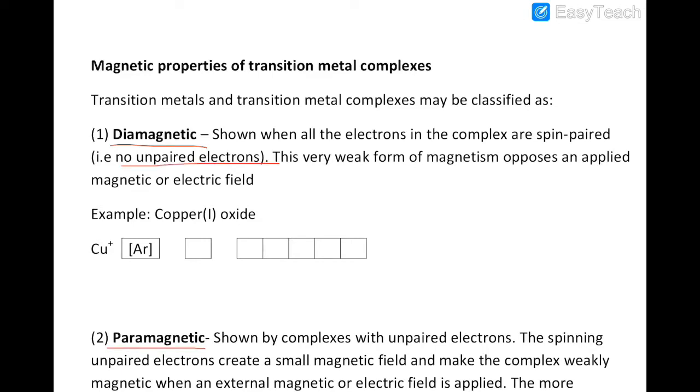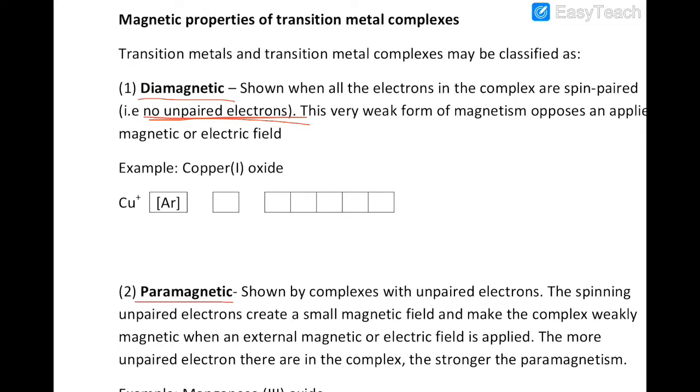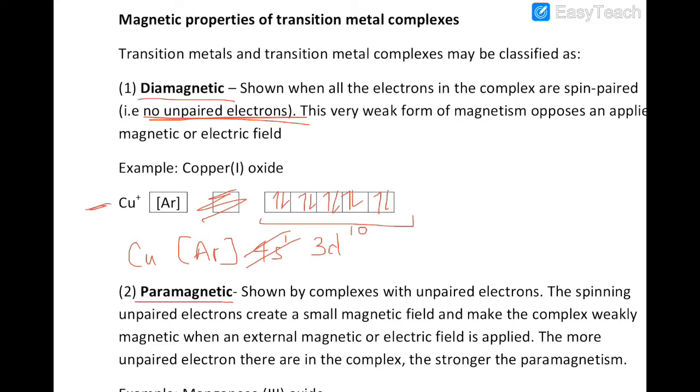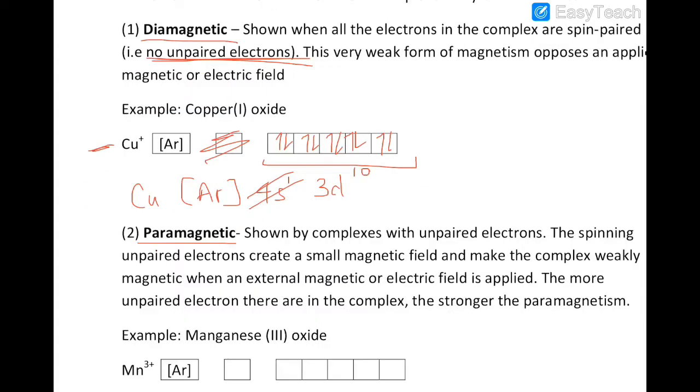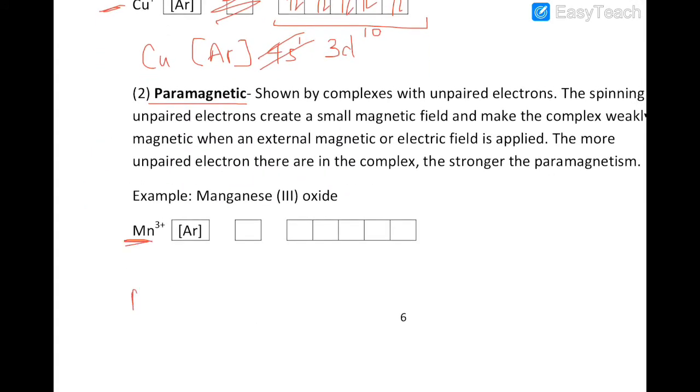If there are no unpaired electrons, it is diamagnetic. Let's take, for example, Cu+, with oxidation state +1. Copper has electronic configuration [Ar] 4s1 3d10. So Cu+ is going to lose one electron. This electron is going to be lost, and the 4s is going to be empty, so you're left with a completely filled d orbital. This means there is no unpaired electron here. All the electrons are paired. Hence, it is diamagnetic.